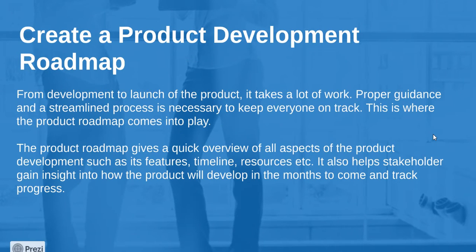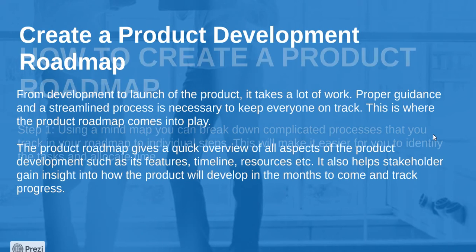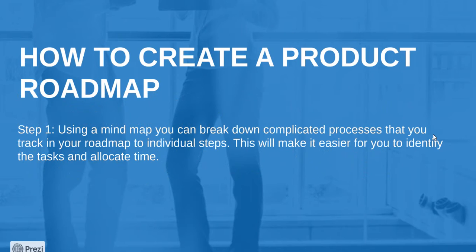Create a product development roadmap. From development to launch of the product, it takes a lot of work. Proper guidance and a streamlined process is necessary to keep everyone on track. This is where the product roadmap comes into play. The product roadmap gives a quick overview of all the aspects of the product development, such as its features, timeline, resources. It also helps stakeholders gain insight into how the product will develop in the months to come and track progress.